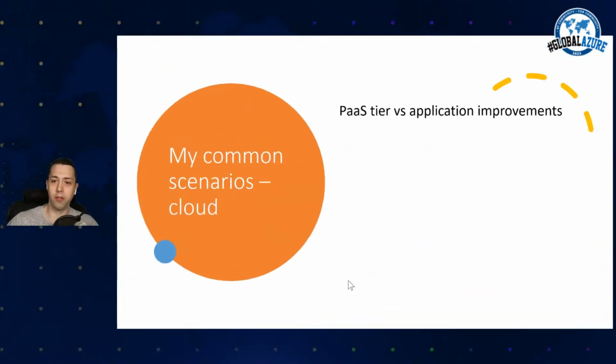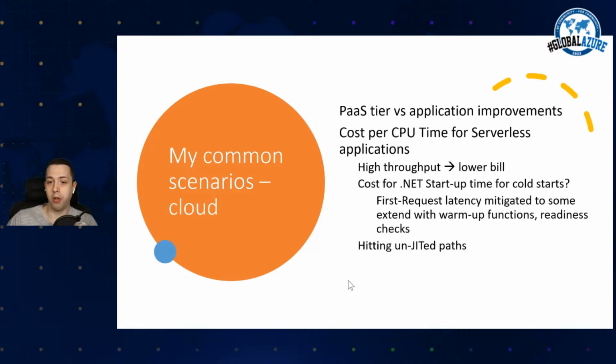So what I typically run into when optimizing for the cloud is the difference between, do I choose to put some work into my app, like put in the effort to improve my application, or do I just pay more to get a higher tier when I use platform as a service components? So there's no right decision, there's always a trade-off. However, especially when we're moving into serverless compute, we really get billed for the CPU time that we use. So once we have higher and higher throughputs, maybe I want to lower my bill a little bit by improving my application.